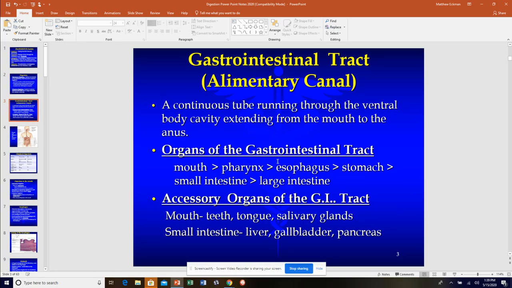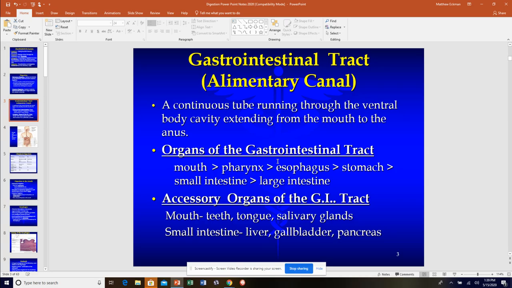So the organs, okay, the whole run through here. What happens is we've got some organs that come in direct contact with the food we take in. And that's the mouth, the pharynx, which is the back of our mouth, nose, and throat, the esophagus, the stomach, the small and large intestine.